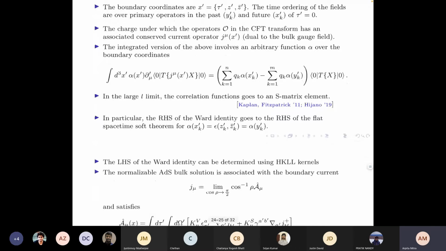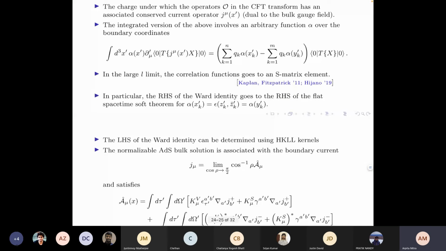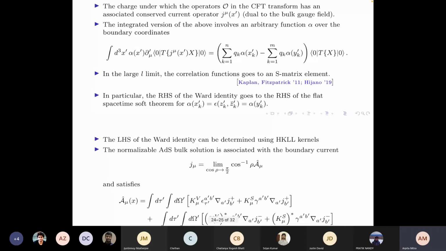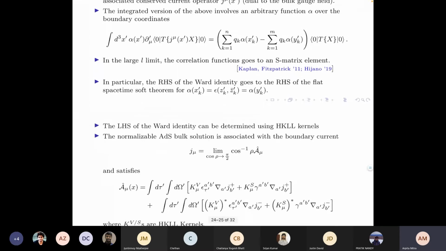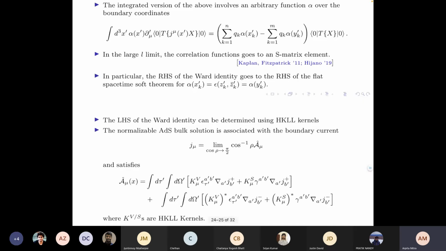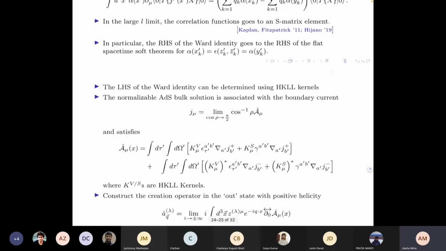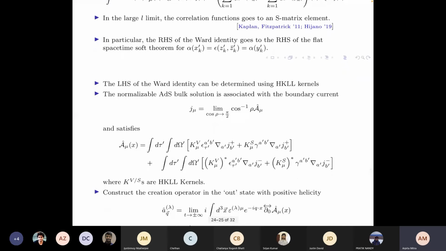And the left hand side of the Ward identity one can determine using the HKLL constructions. So we know that if we consider a scalar field or any field in an AdS spacetime, and we solve the equation of motion, we will get two modes. One is a normalizable mode and one a non-normalizable mode. This normalizable mode is associated with a boundary current J mu, and then we can rewrite this A mu operator in terms of this J mu following the HKLL kernels. So in these equations, the K's are the HKLL kernels.